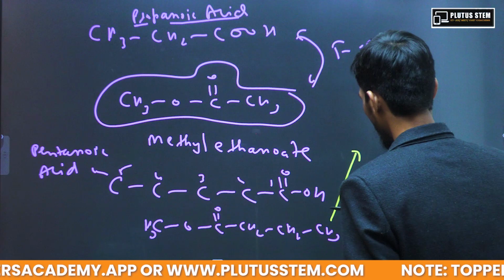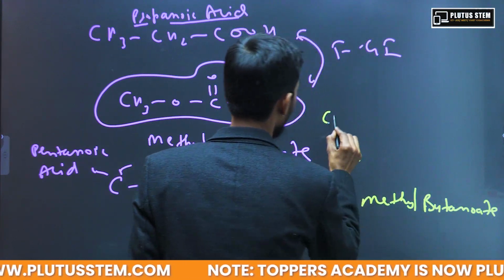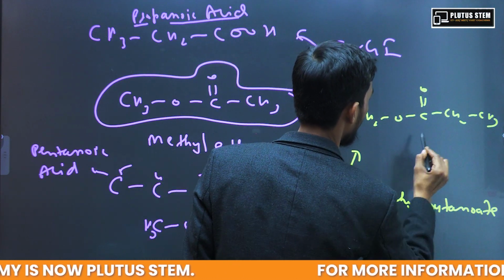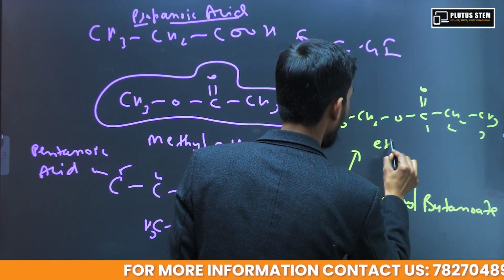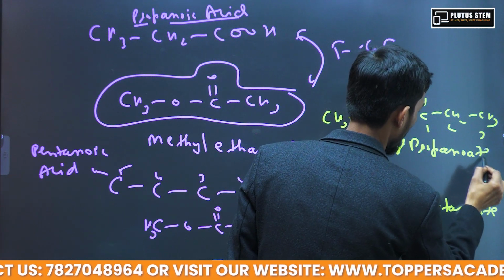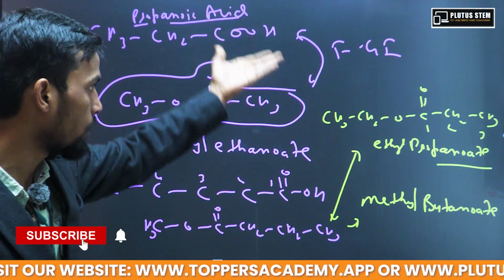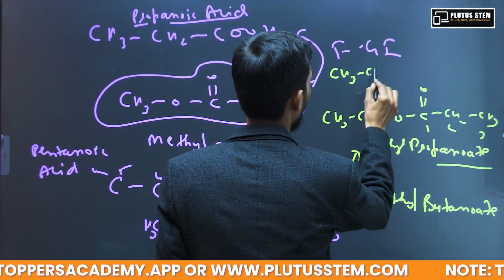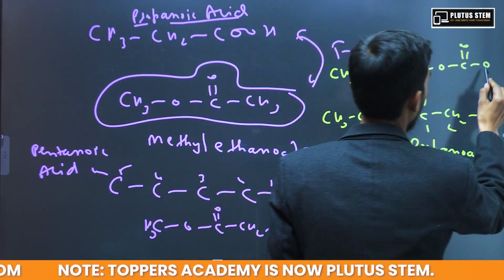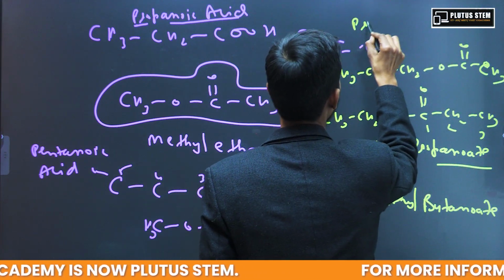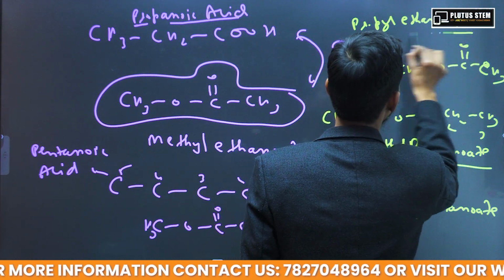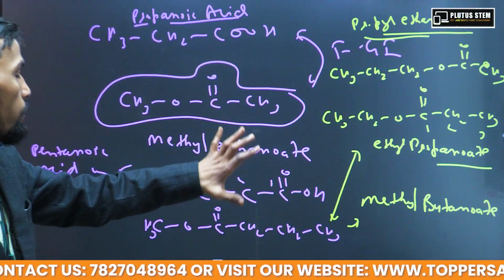Yes. We can draw more possibilities like CH3, CH2O, CO, CH2, CH3. Ethyl propanoate. Or we can say propyl ethanoate, one more possibility. This will be propyl ethanoate. So in this way we can draw various functional group isomers.